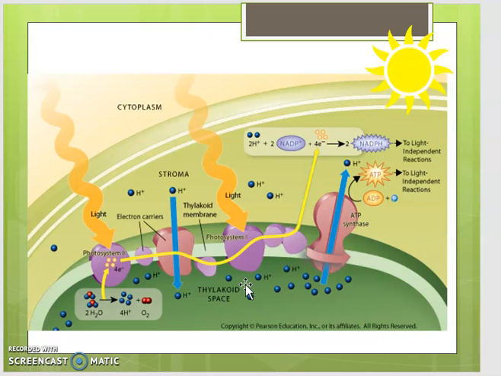Those electrons are going to be passed down the chain, and so you can see this chain where all of these electrons are going to be passed, and it's going to create then this NADPH. And that NADPH is going to be used as an electron carrier and a way to transfer the energy from the first step of photosynthesis to the next step.